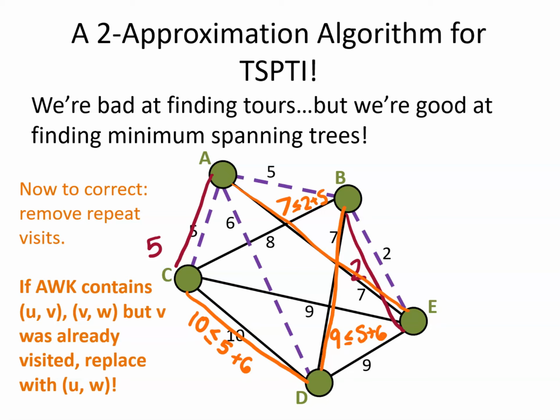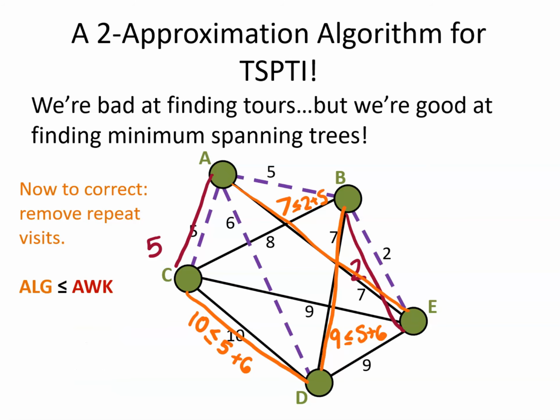We can see that every single time we replaced one of these pairs of edges that contained a repeat vertex with an edge to try to avoid that repeat vertex, we never increased the cost of our original awkward solution. We only could decrease it or keep it at the same cost in the case of this edge 7. So, we know from this that the cost of the solution for our algorithm, as this is the approximate tour we'll now use, has to be less than or equal to the cost of our quote awkward tour from before.